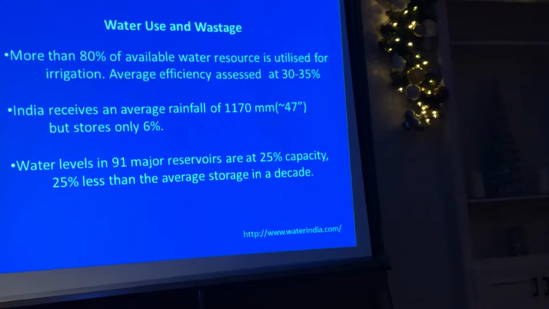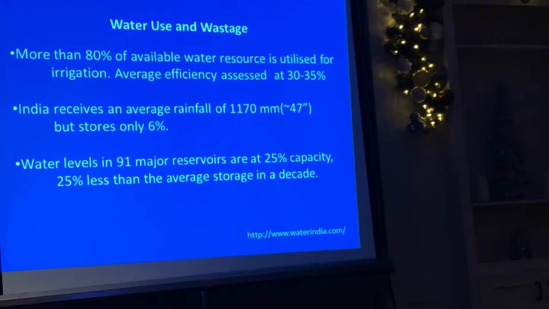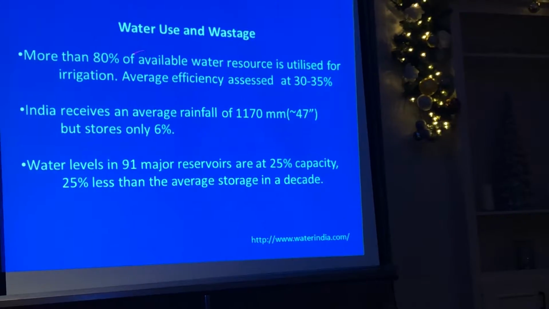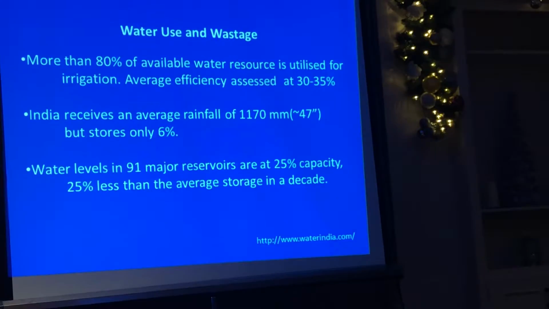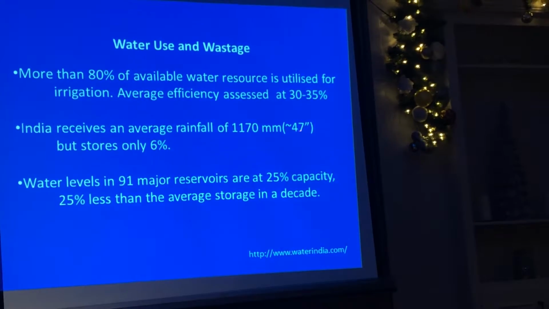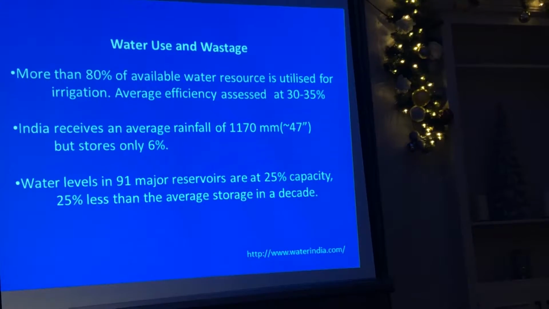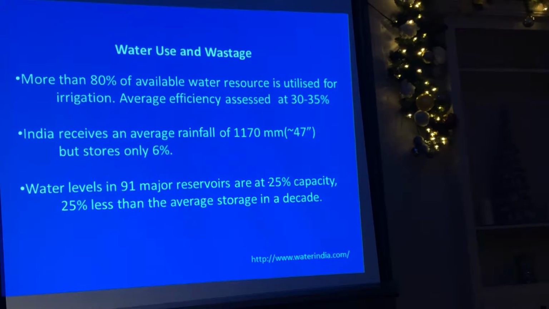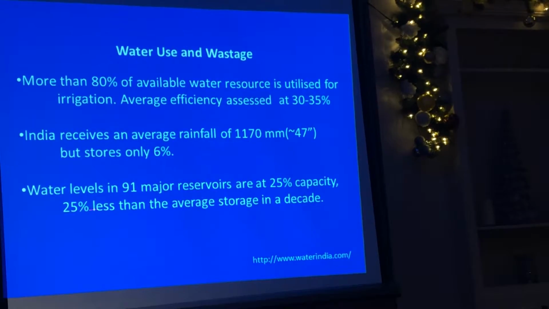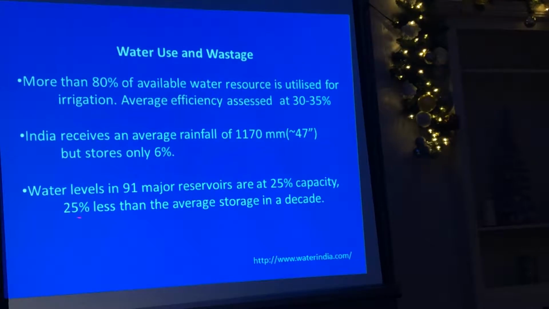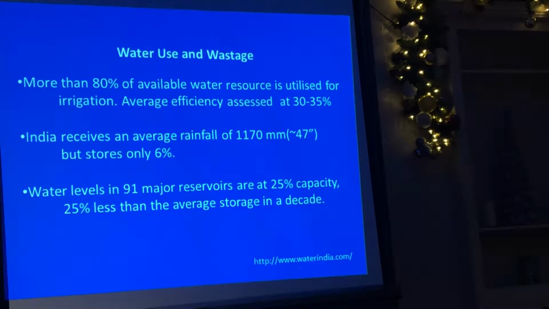So for irrigation, as you saw, I don't know the number in US, but generally you want to use 30 to 40% of your water for irrigation. We have all this rain, but only 6% is stored. And out of the 91 reservoirs, 25% capacity, and some of them have had less storage in more than a decade.